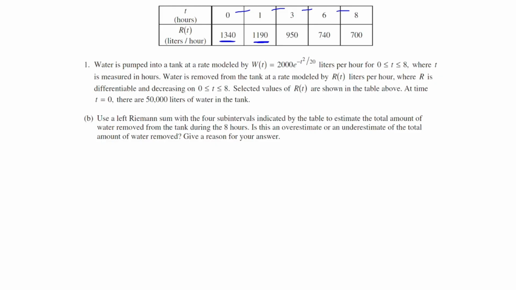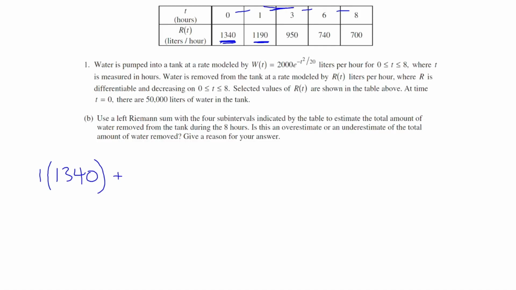That's my fault there. It says a left Riemann sum, and I was going to do a trapezoidal sum, which would be really bad, because then we'd get this completely wrong. So a left Riemann sum is just going to be the left endpoint of each interval. So from 0 to 1, it's a length of 1 times the left endpoint, 1340.